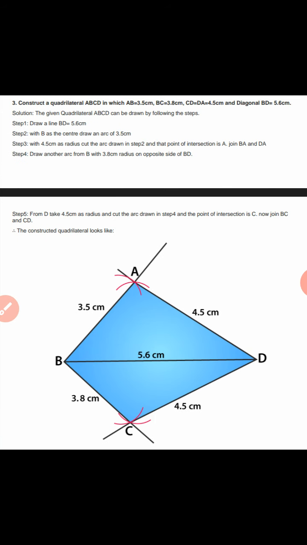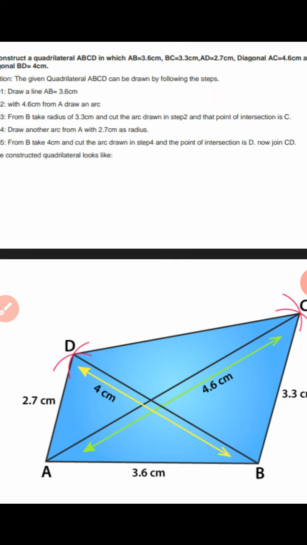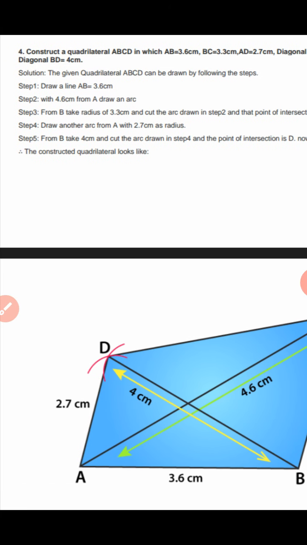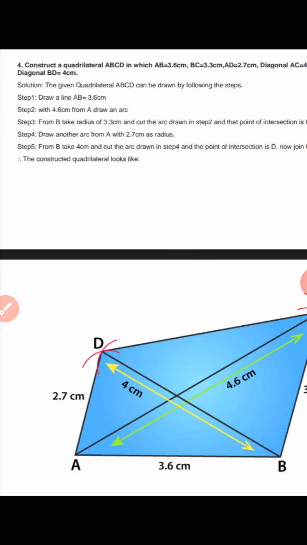Now after this, the next question. In question number 4, construct a quadrilateral ABCD in which AB equals 3.6 centimeter, BC equals 3.3 centimeter, AD equals 2.7 centimeter, diagonal AC equals 4.6 centimeter, and diagonal BD equals 4 centimeter. So in this we have given diagonals and sides AB, BC. Here diagonal BD is 4 centimeter. In this solution the given quadrilateral ABCD can be drawn by following steps.